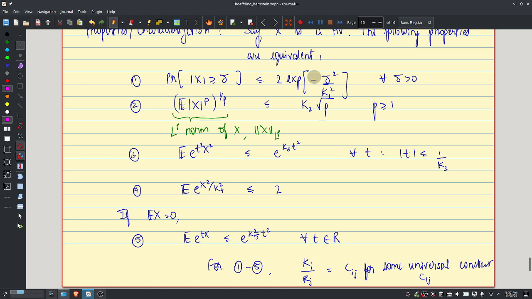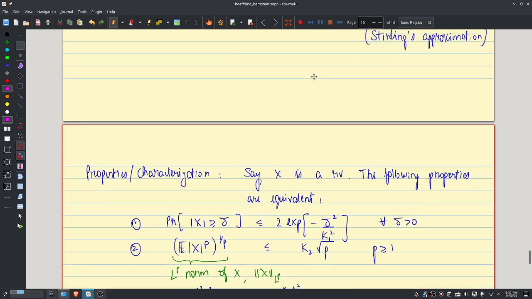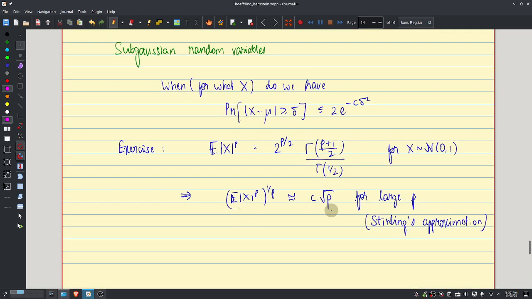Reframe in terms of what? That's not going to be enough. I mean, that will be almost trivial, because I want this particular thing, because this is exactly how it behaves for a Gaussian. So I know that this is what the moments behave like for a Gaussian. So I'm saying that if a random variable is sub-Gaussian, then there are these different ways of characterizing it.